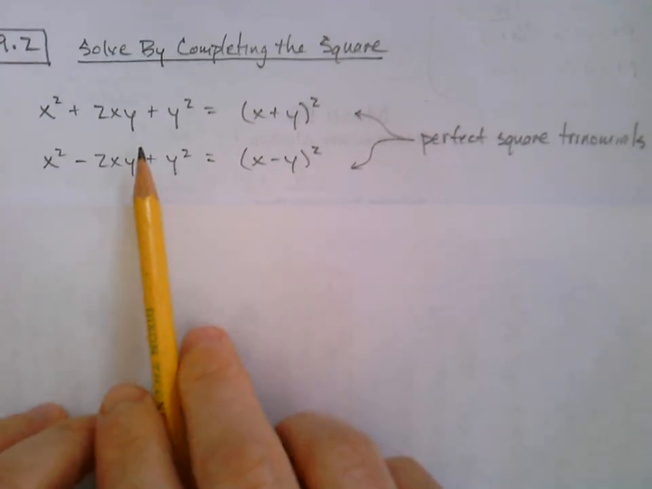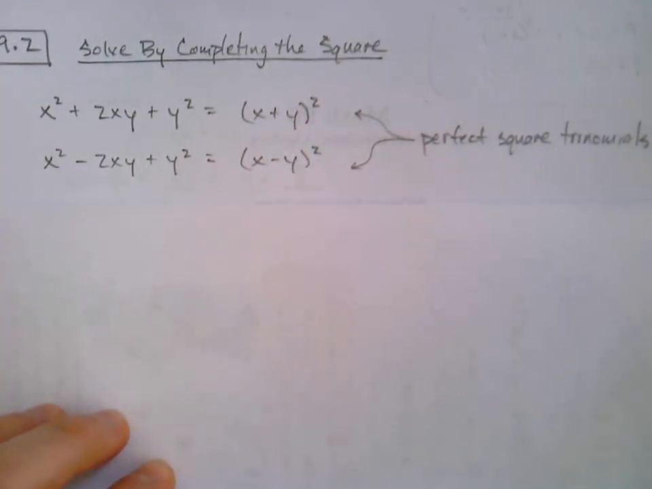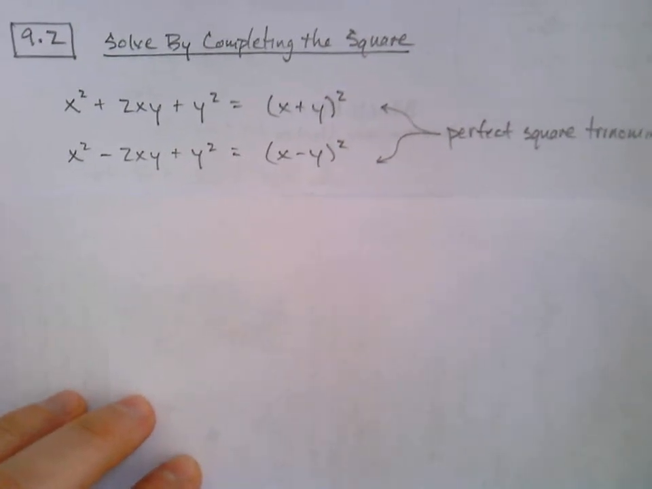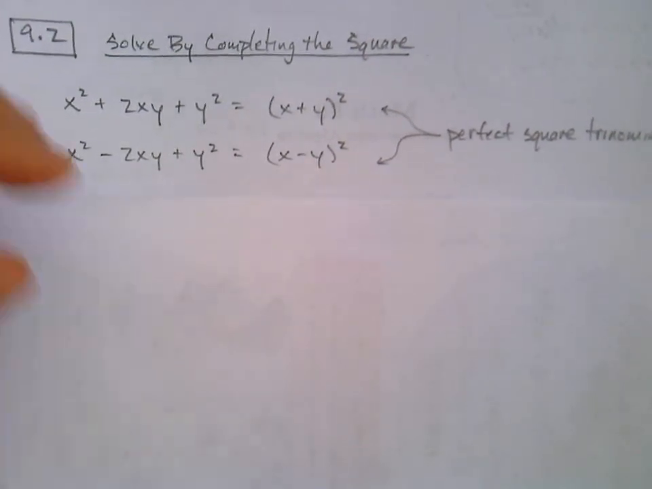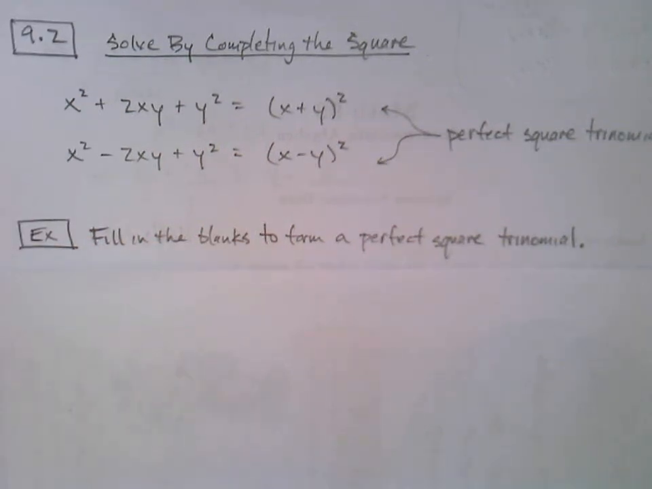Okay, so we're going to take advantage of these equalities in this idea of completing the square. So what is this all about? We're still easing into this gently before we get to our first example of solving. For this example, we're going to fill in the blanks to form a perfect square trinomial.